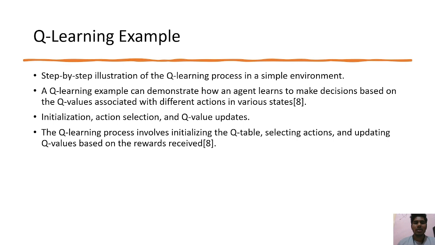Q learning example. Step-by-step instructions of a Q learning process in a simple environment. A Q learning example can demonstrate how an agent learns to make decisions based on the Q values associated with the different actions involved in various states. So there are three steps basically: initialization, action selection, and Q value update. The Q learning process involves initializing the Q table, selecting an action, and updating Q values based on the rewards.